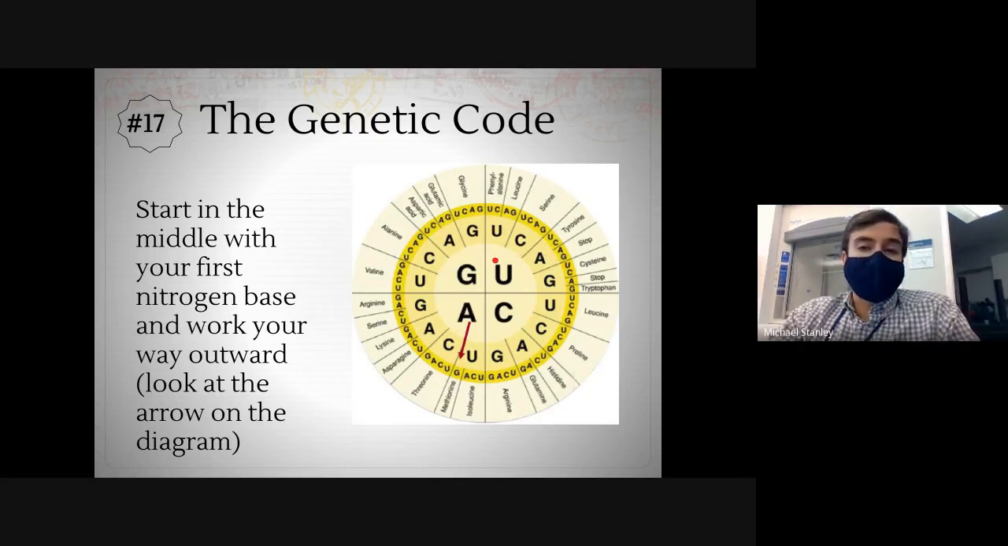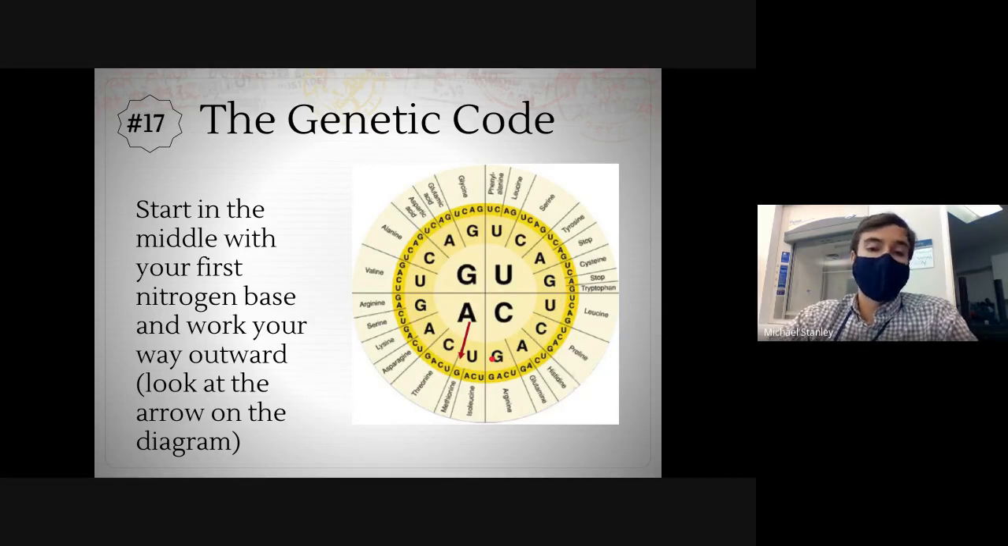Each codon is obviously made up of 3 bases. And so for this version of the genetic code, your first base is your middle kind of ring. And then you follow that to a little bit more outer ring for the second base, and then the smallest ring for the third base.